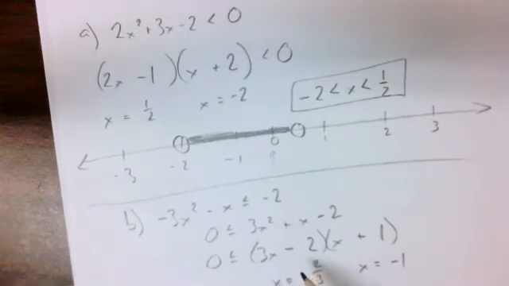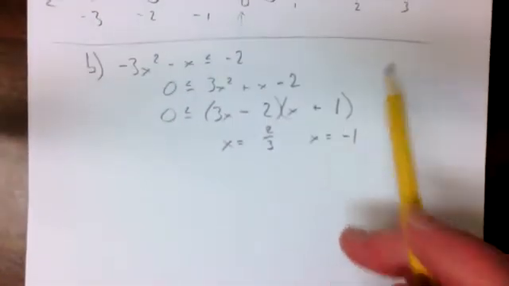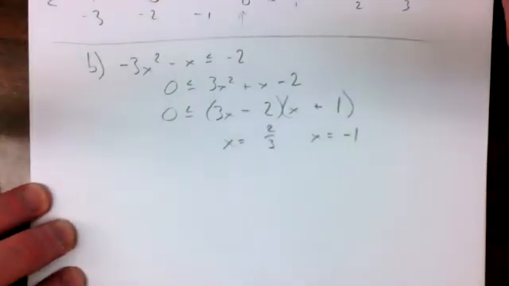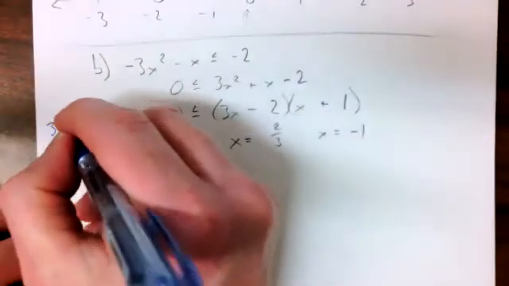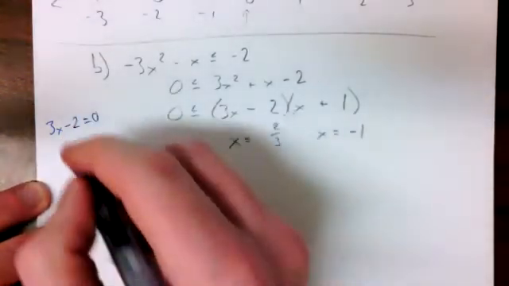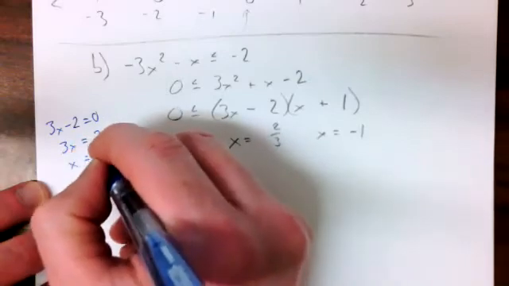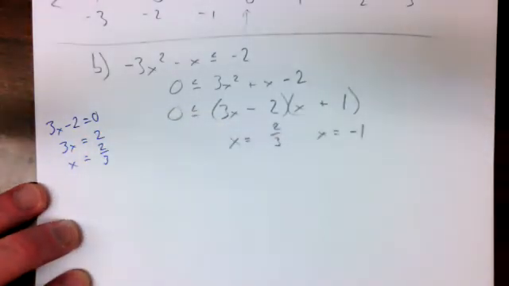See how I do that? Make sure it's showing. See how I do that? I treat it like 3x minus 2. What I'm doing in my brain is 3x minus 2 equals 0. Add 2 to both sides. 3x equals 2. Divide both sides by 3. X equals 2/3.